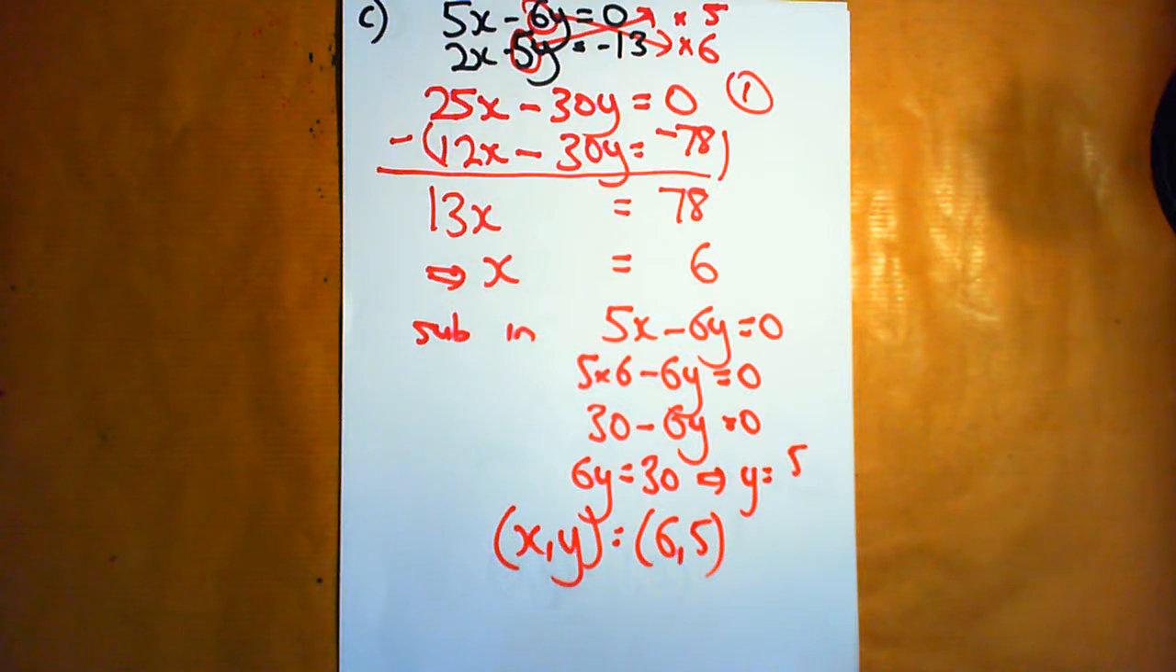Let's check that with the second original equation. 2x minus 5y equals negative 13, hopefully. So 2 times x is 2 times 6 is 12. 5 times y is 5 times 5 is 25. 12 minus 25 is negative 13, which checks out. So good as gold.